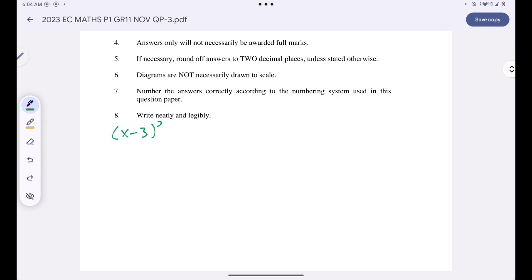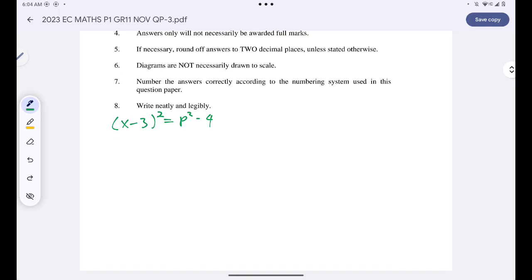X minus 3 all squared is equal to p squared minus 4. Okay, remember that, guys, whenever the roots are non-real, just know that delta is less than 0. Are we together? We're supposed to find delta, make it less than 0, and then solve for p. But we cannot find delta if we do not know the values of a, b, and c. For us to find the values of a, b, and c, we must make sure that our equation is in standard form.